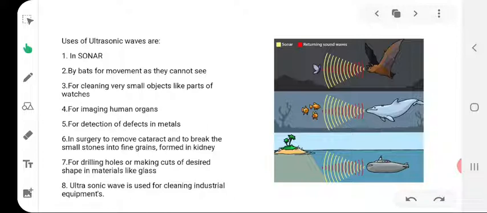It is used by bats. This is called echolocation. Bats use this technique to find their prey. Ultrasound is used for cleaning very small objects like parts of watches. Actually, in this method, the object to be cleaned is kept in the cleaning solution and the solution is subjected to ultrasonic waves. The high frequency waves stir up the dirt particles and they get detached and the object is thoroughly cleaned.